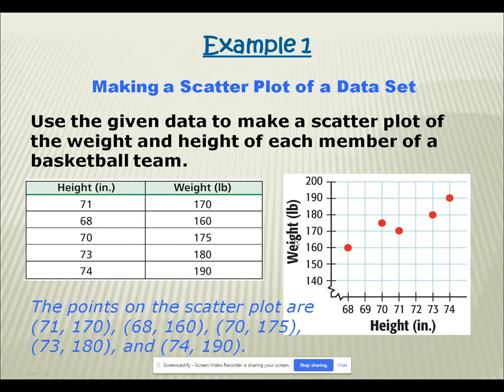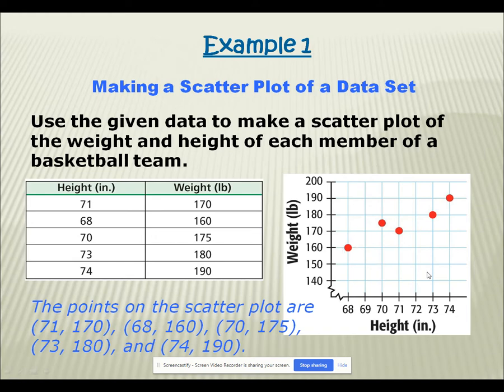For the y-axis, it's always important to figure out what you're going to count by. They started at 160. The biggest number is 190. So they decided to go 0, break. They started at 140 and counted by 10s up to 200. And then you plot your points on the graph.